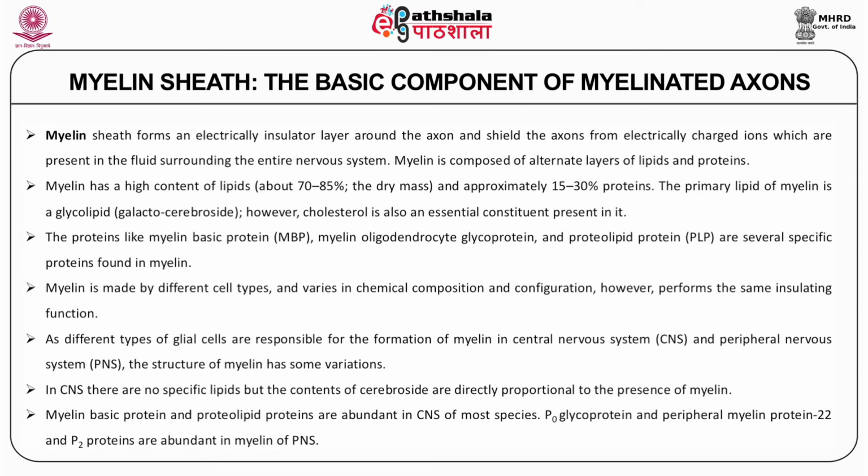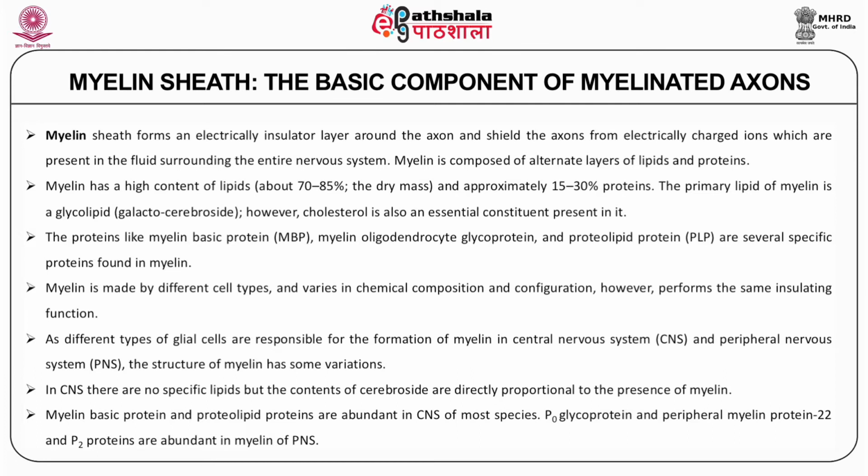Myelin sheath forms an electrically insulated layer around the axon and shields the axon from electrically charged ions which are present in the fluid surrounding the entire nervous system. Myelin is composed of alternate layers of lipids and proteins, and it has a high content of lipids. Approximately 70 to 85% of the dry mass is lipids, and approximately 15 to 30% is proteins.